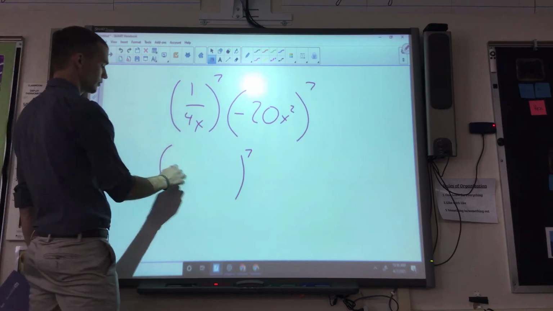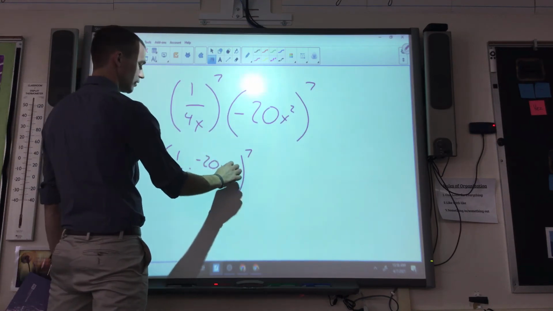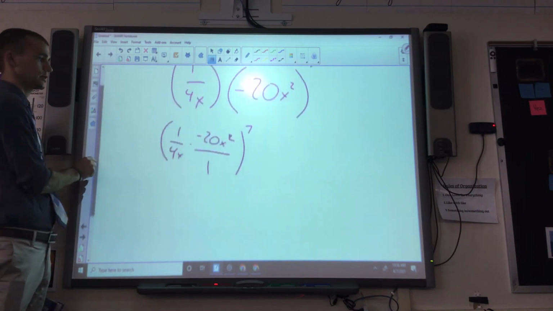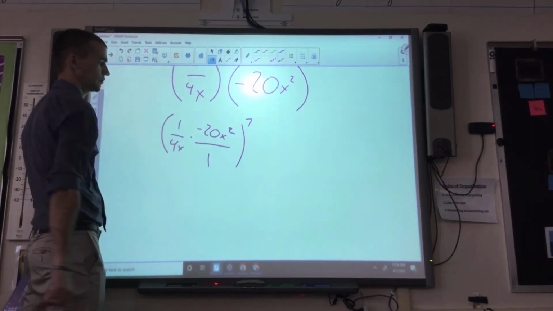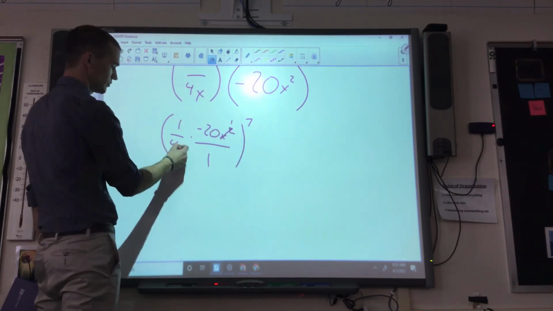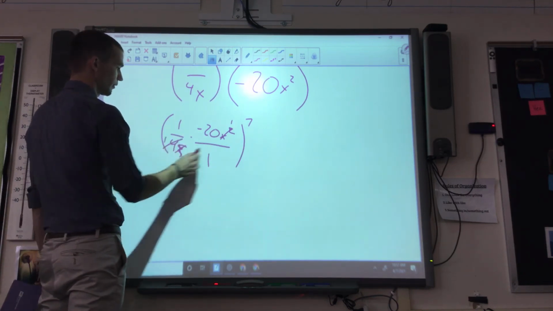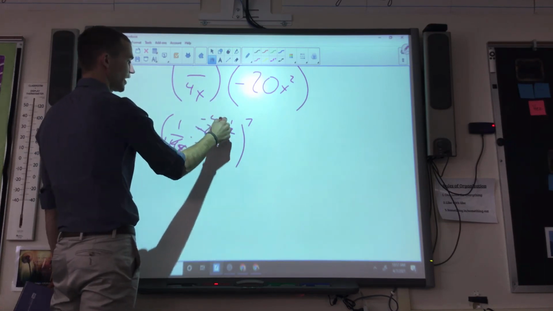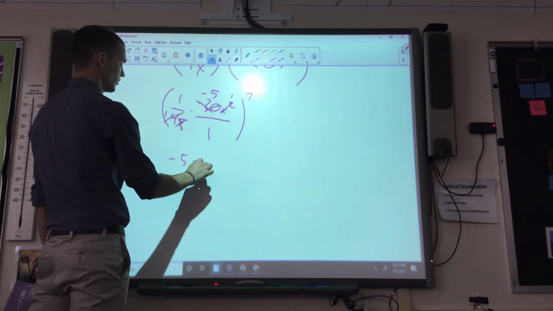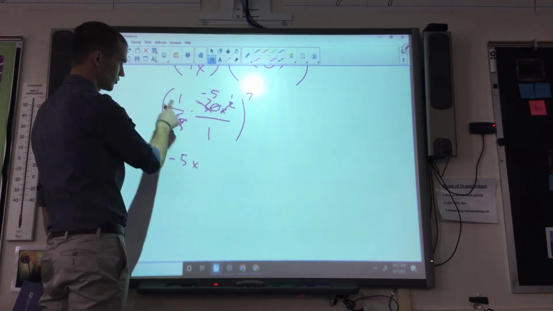I have to combine what's in here. 1 over 4x, and this is negative 20x squared. This is over 1. So then I look at these and I say, hey, there's an x squared over here and x over here. Well, that means I can cancel this out. This just becomes x to the 1st power, and this x is gone. Negative 20 over 4, well, I divide both those by 4, this becomes 1, this becomes negative 5. So I look at what I have left when I cancel things out. I have negative 5x, because this 4 and this x are gone. This became x to the 1st, 1s and 1s are just that.